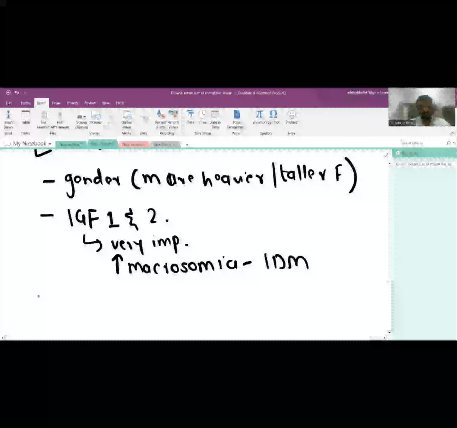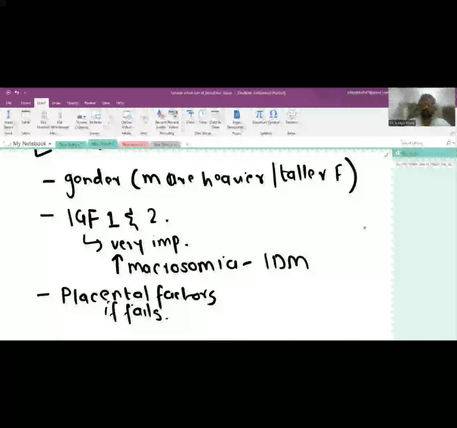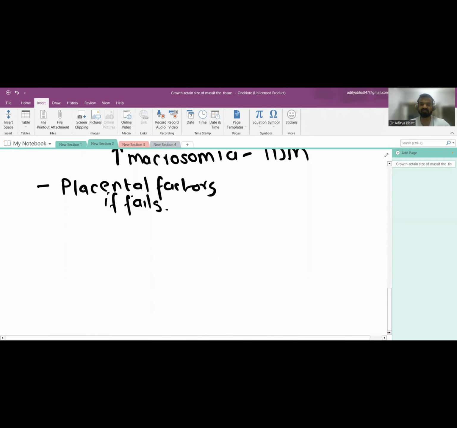Then the next group of factors are the placental factors. So what are the placental factors? If the placenta fails to grow with the child... usually the placenta at conception is smaller in size, and later on it gains size slowly. If its increase in size is not in sync with the increase in size of the fetus, then it fails to survive. It fails to supply adequate nutrients, it fails to supply adequate blood, and it fails to supply adequate raw material for the child to grow.